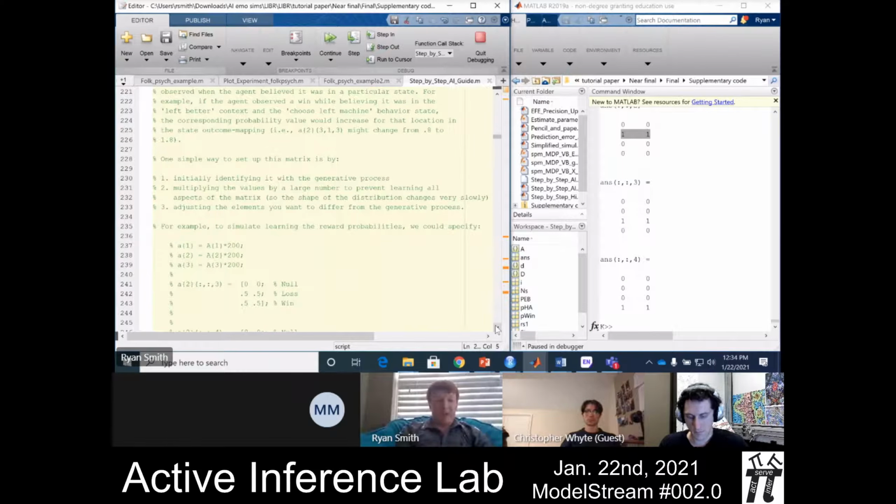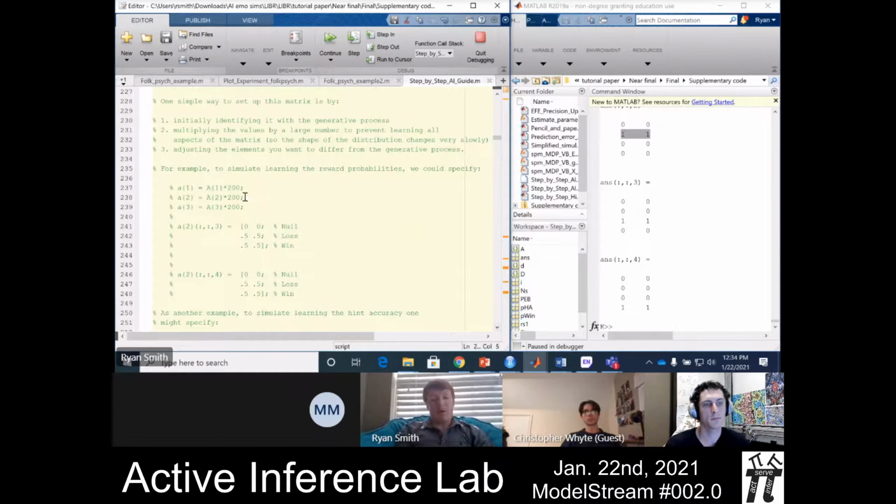So now notice that this was big A. That's the generative process. If we wanted to do reward learning, if we wanted it to learn p-win, what the reward probabilities are, then we'd have to set little a here. You might start out making little a equivalent to big A, and multiplying each of the values in little a by a big number, like 200. What that does is make the agent really, really confident about its beliefs in A that are associated with big A. And that prevents learning for anything you don't want it to learn. If you multiply this by a really big number, then it won't learn anything, even though technically it's learning, because it's already too confident.